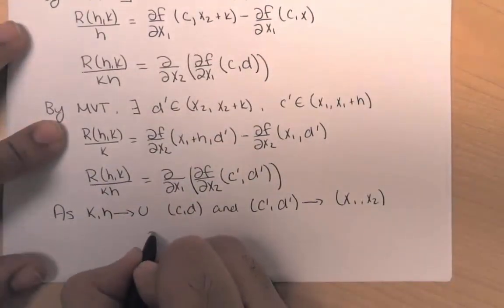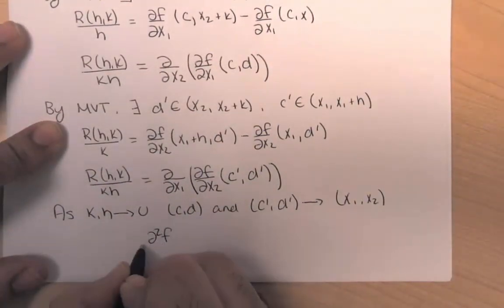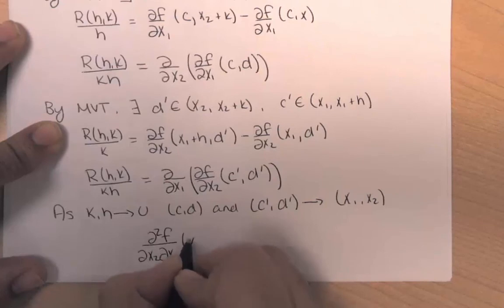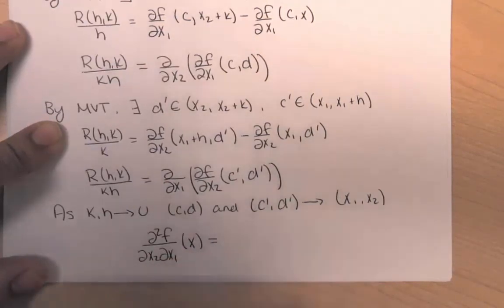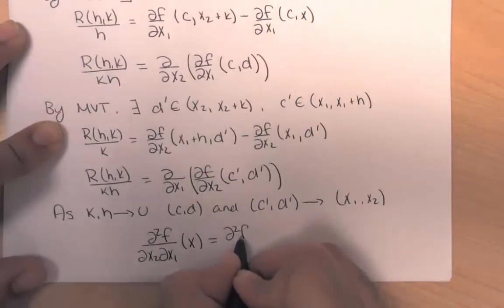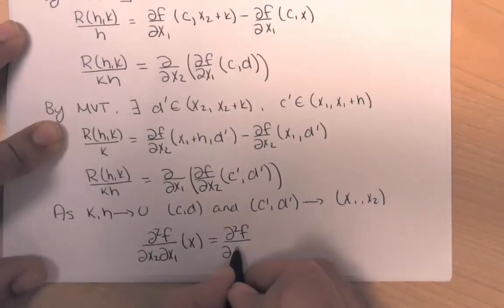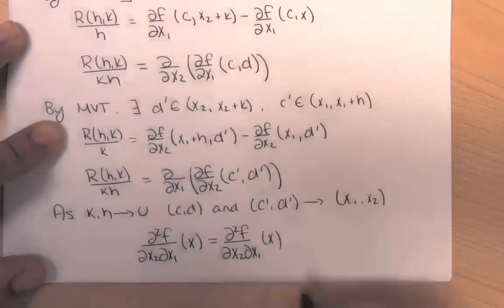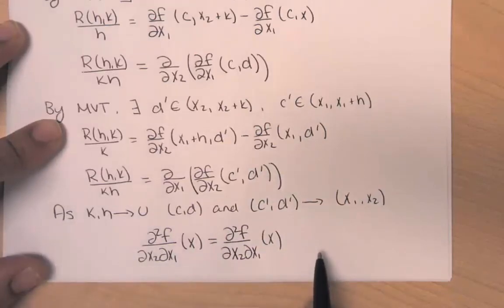Therefore, the second derivative with respect to x2 and then x1 at x, which is the coordinate x1 and x2, equals the second derivative with respect to x1 first and then x2. Okay, and we have our result.